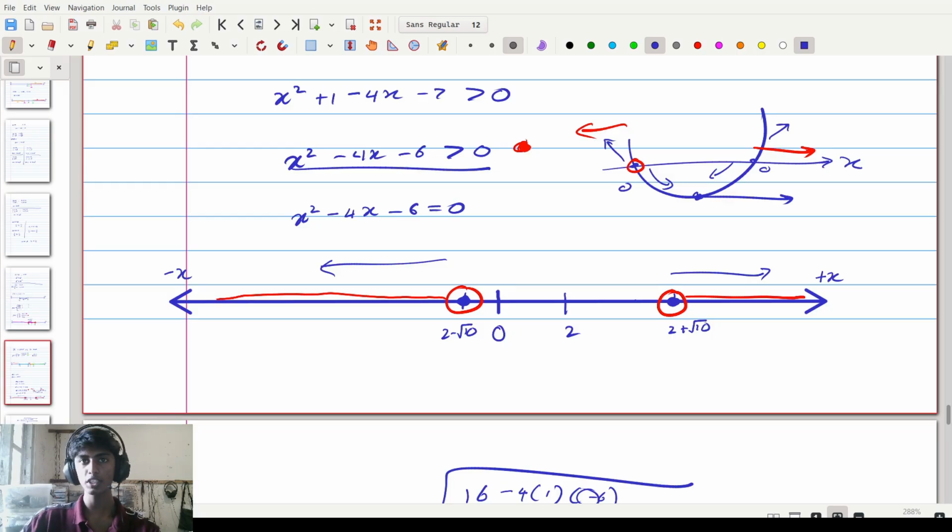If I write this in terms of set notation, this is x an element of the set of all x's going from negative infinity all the way up to 2 minus root 10 exclusive, union with all the x's going from 2 plus root 10 exclusive all the way up to infinity.